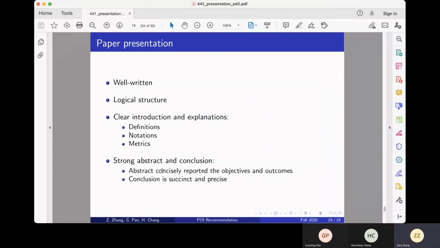Besides developing the model and conducting detailed analysis, our authors also did a very good job in constructing this paper. The paper is well written and has a highly logical structure. Definitions, notations, and metrics are introduced and explained clearly, which enables our readers to follow the analysis very easily. Last but not least, both the abstract and the conclusion of this paper are strong. The abstract concisely reported the objectives and outcomes of the experiment, whereas the conclusion is sufficient and precise.